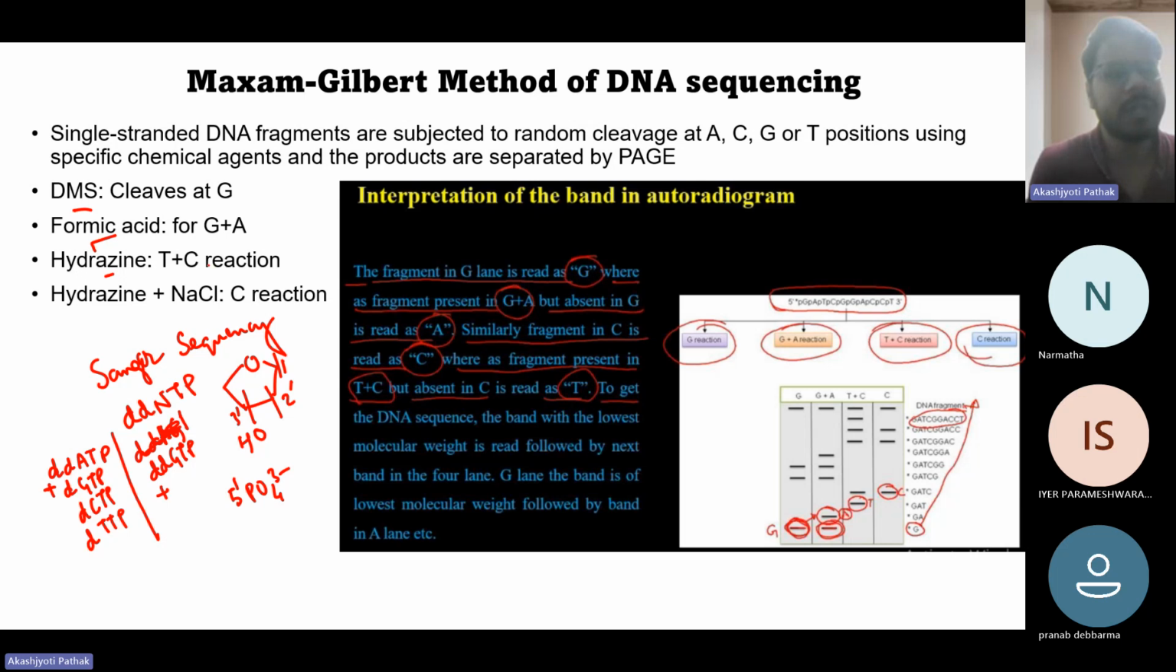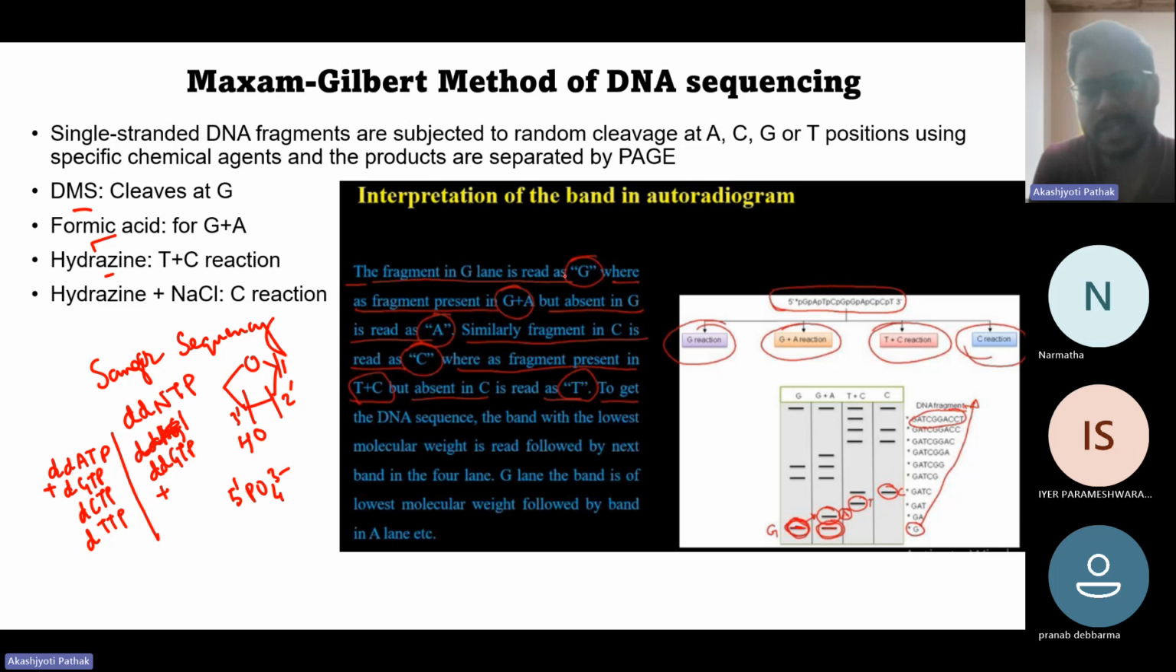And if you use hydrazine, it cleaves at T plus C, and hydrazine plus salt cleaves at C. So now you load the fragments in different lanes. The band that you see in the G lane, and also in the G plus A lane, is for the guanine nucleotide. But the band which is seen only in the G plus A lane belongs to the adenine nucleotide. Okay, so that is what is written here.